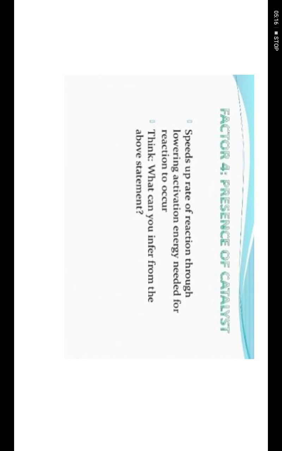And the last is the presence of a catalyst. Generally a catalyst speeds up the rate of a reaction. Though it doesn't take part in the reaction, it enhances the rate of the reaction. So as we add a particular catalyst, the reaction rate increases. Though there are some catalysts which slow down the reaction, or which poison the reaction, called catalytic poison. But in general, the role of the catalyst is to increase the rate of a reaction.